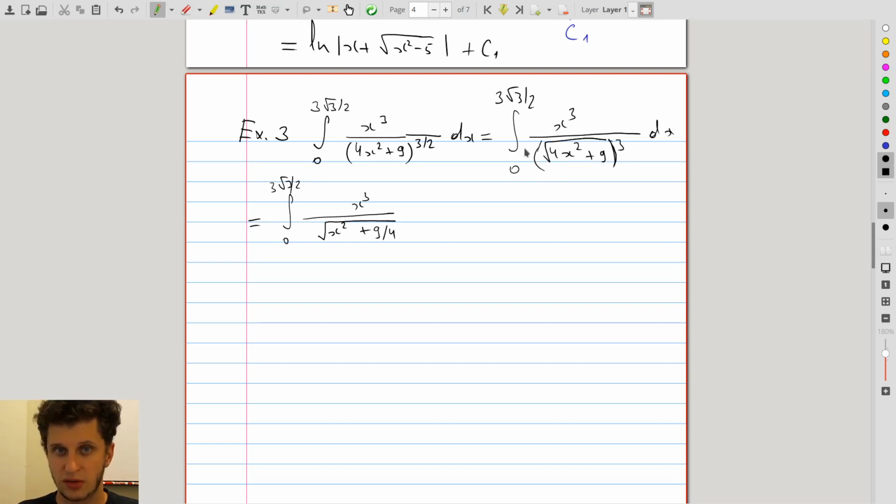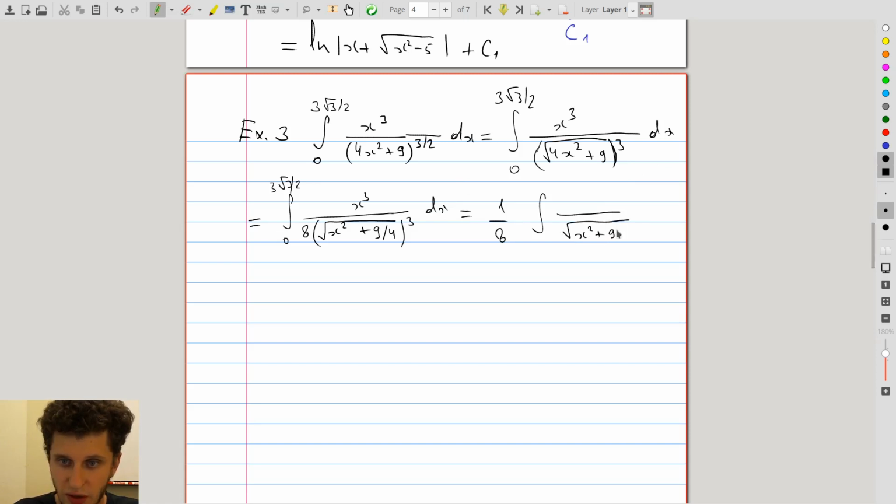So the 2 must be raised to the third degree. So it gives me 8. So I have 8, and then these 3 factors of the square root, like so. And then I can take the 1/8 outside the integral altogether. All right, perfect. And so with that, I'm all set. I have the square root of x squared plus 9/4, I have x cubed here and then dx, like so. And so this now has the correct form.